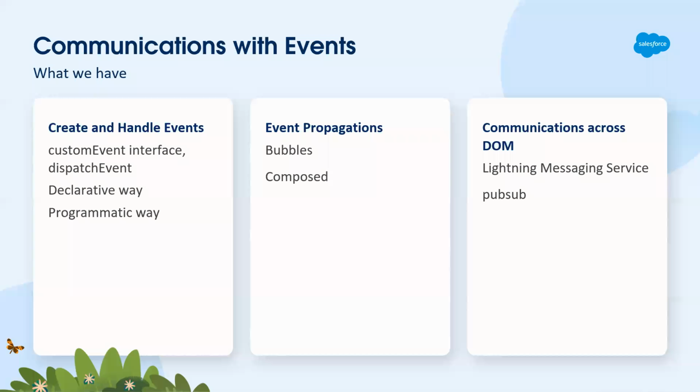Event communications: we all know how to create and handle events, event propagation, and communication across the DOM. We know that with a custom event and dispatchEvent, we can create and handle events both in a declarative way as well as a programmatic way. Event propagation: we know how bubbles and composed work. Bubbles means whether the event will traverse through the DOM hierarchy or not, right? And composed determines whether it will cross the shadow boundary or not. That's the difference between bubbles and composed.